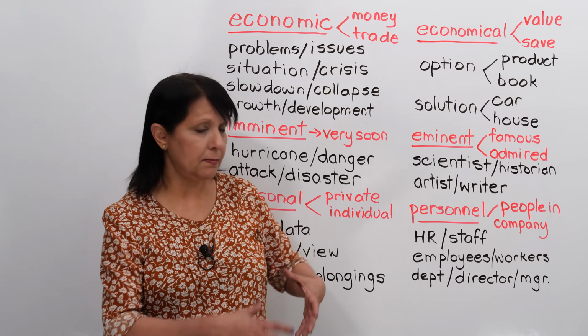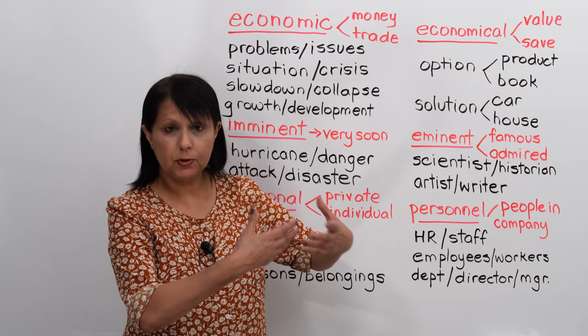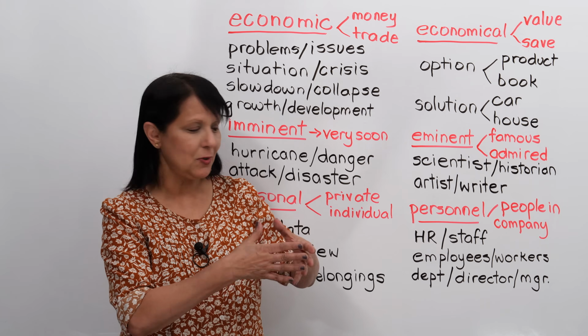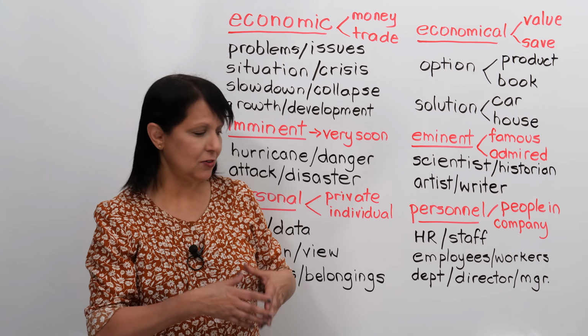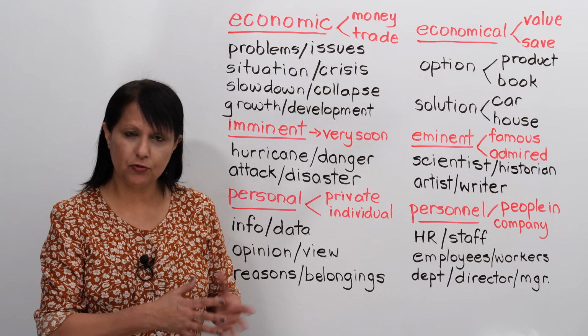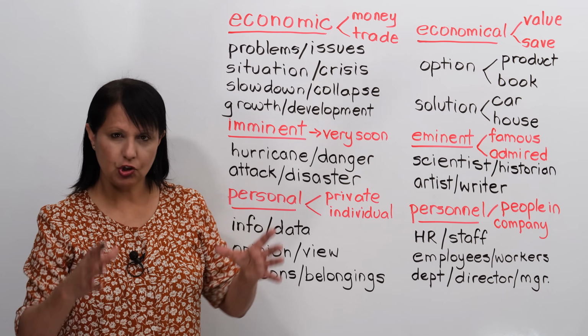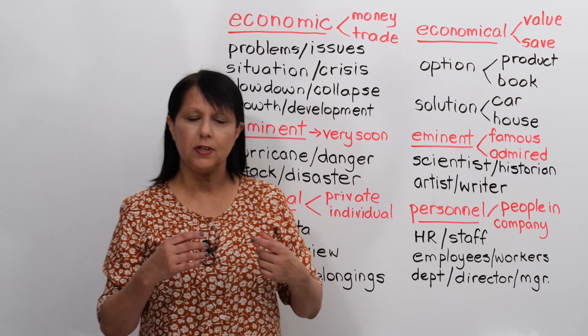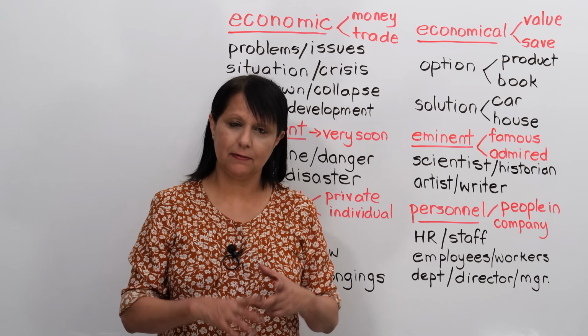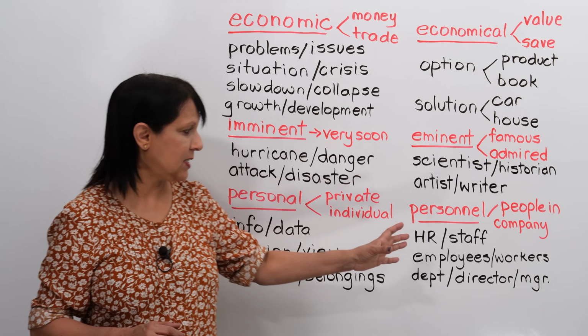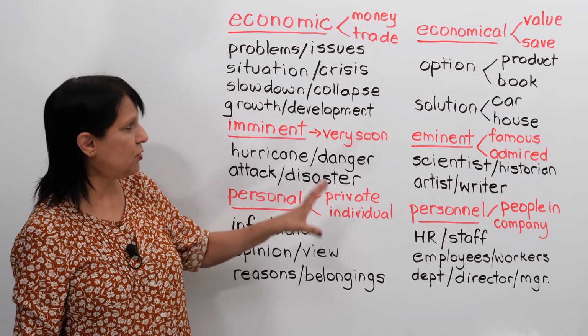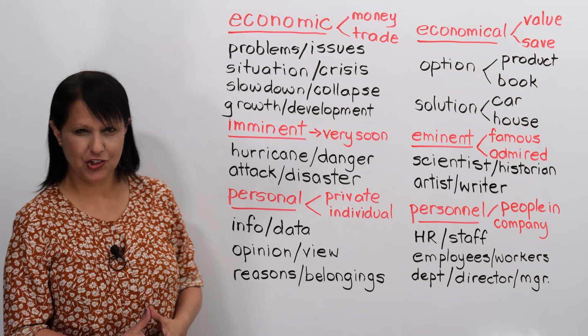And you could say the personnel department. You could use this to refer to the personnel director or the personnel manager, right? Could I please speak to the personnel director, the person in charge of staff, in charge of hiring, training, things like that. That's the personnel department. Okay, so these are our first 6 adjectives.